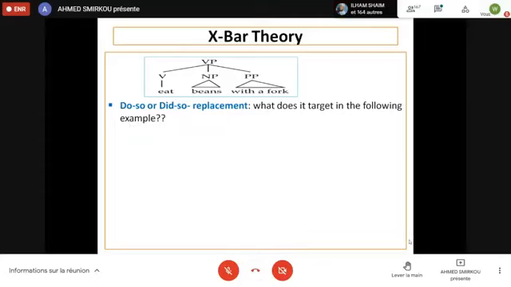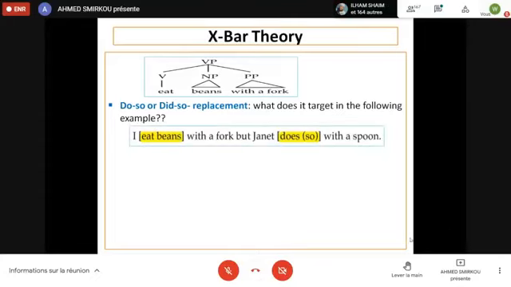What does it target in the following example? I eat beans with a fork, but Janet does so with a spoon. So what does so replace? It replaces only eat beans. Why? Because with a spoon excludes with a fork.